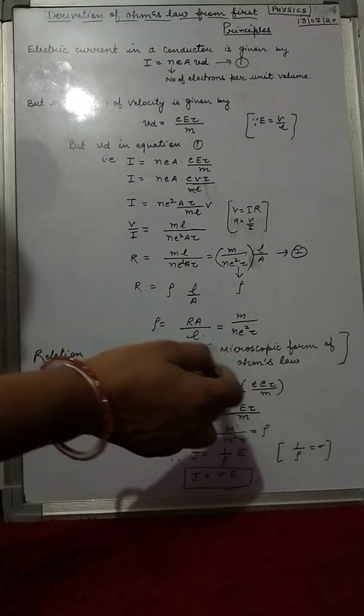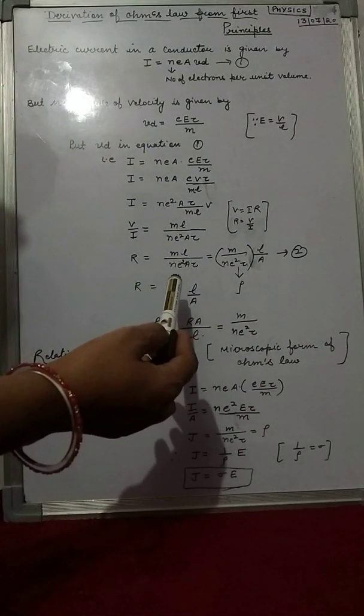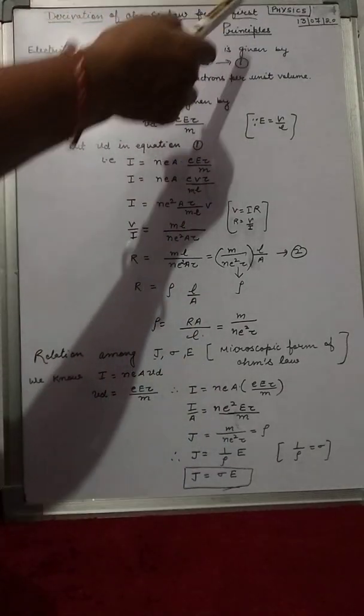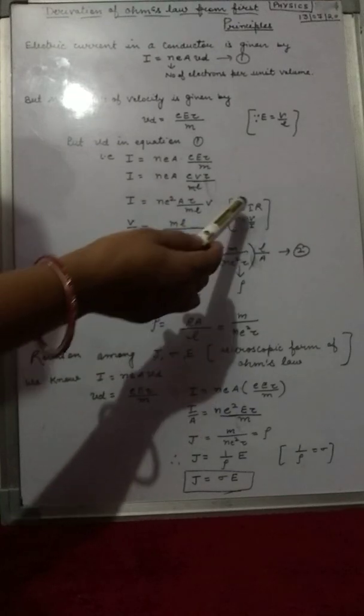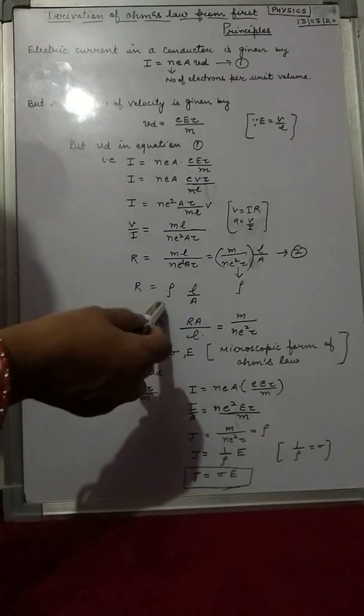So this is the derivation of Ohm's law from first principle. V/I is equal to R from Ohm's law. So we have derived this.